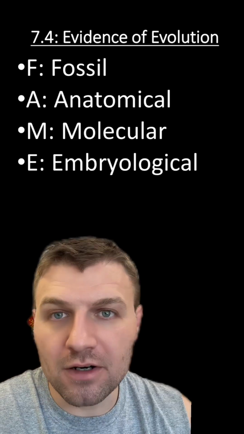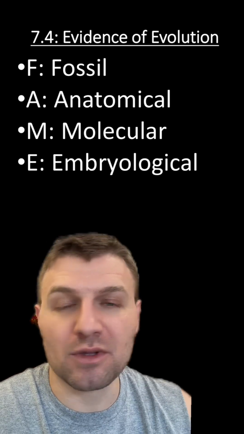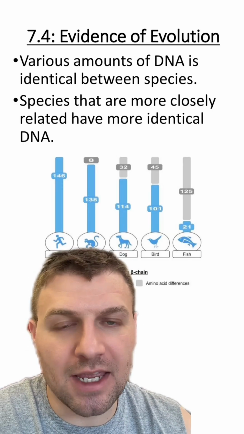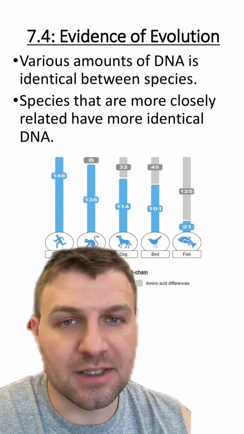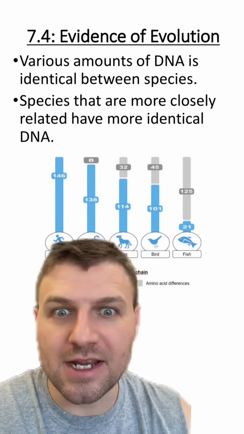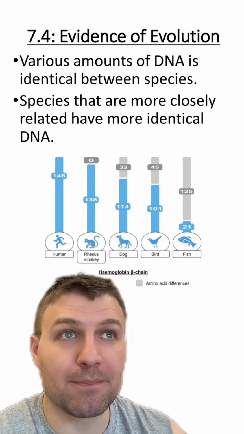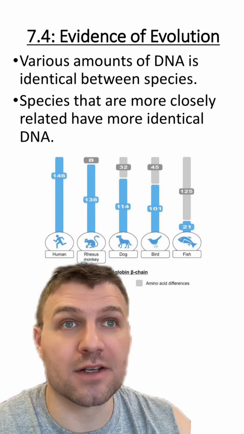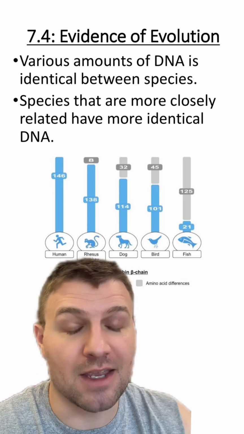Our third field of evidence is molecular, and this is dealing with DNA. Various amounts of DNA are identical between species, and species that are more closely related have more identical DNA. We can also look at proteins and amino acids that are similar between different species and see the same resemblance.